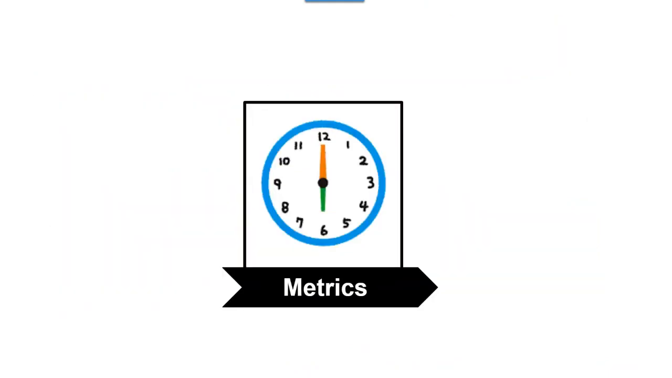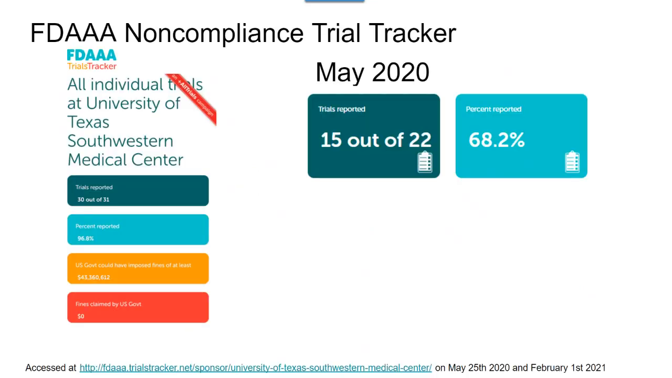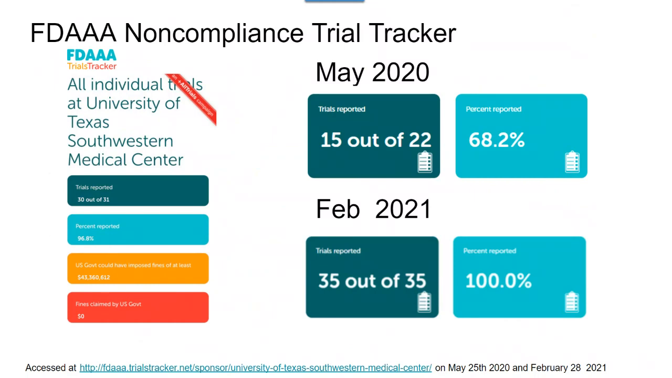So now let's talk about metrics. According to the FDAAA non-compliance trial tracker website, our compliance rate proportion was 68.2% last May. This public website takes data from the public ct.gov interface. So this is what the public sees in terms of UT Southwestern compliance for FDA regulated trials. In February, like January, we were able to maintain 100% compliance. So thank you everyone for your effort.